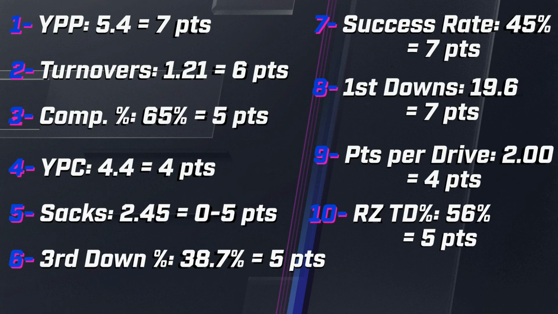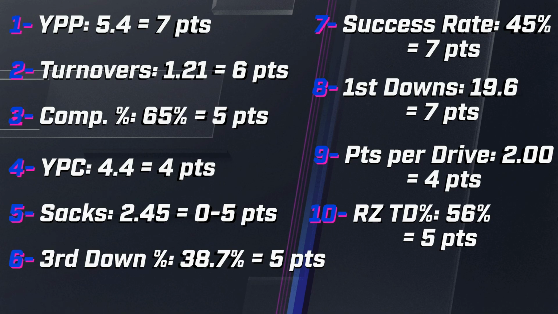Basically, on a 0 to 10 scale, you would expect that 5 would be average. That is true in some cases. In some cases, 7 is actually the average number. So for example, yards per play, 5.4, 7 points is awarded, versus category number 3, completion percentage, 65%, 5 points is awarded. And both of those are the statistical mean from 2024.